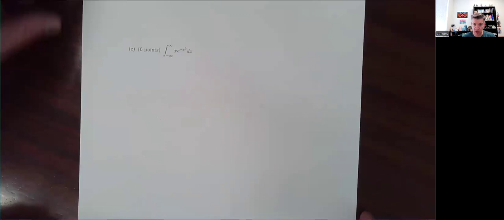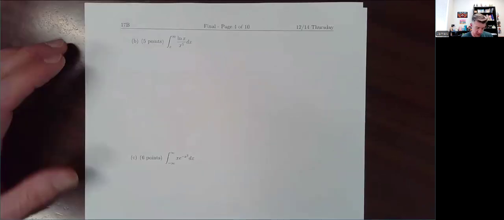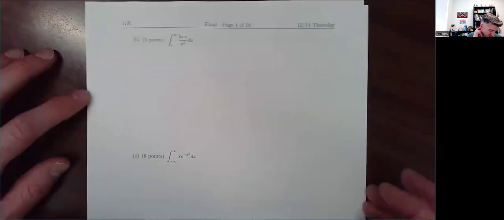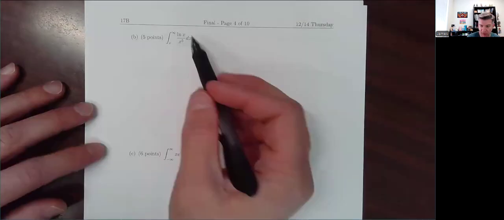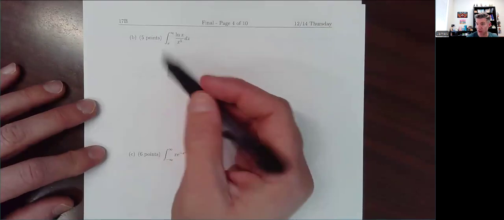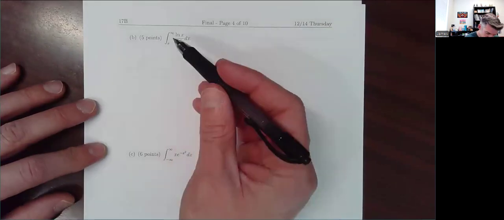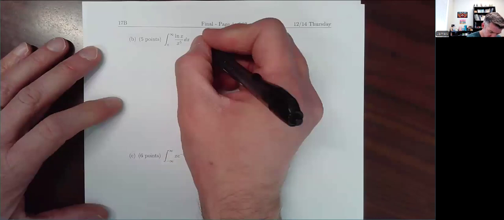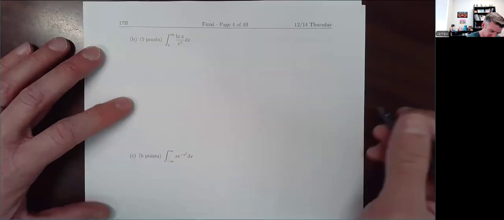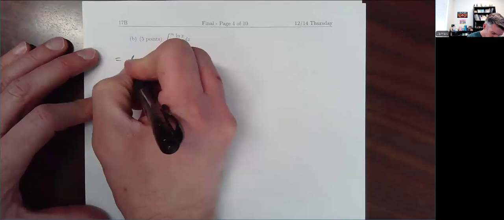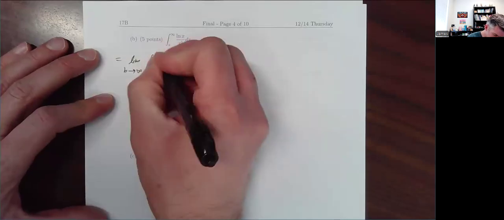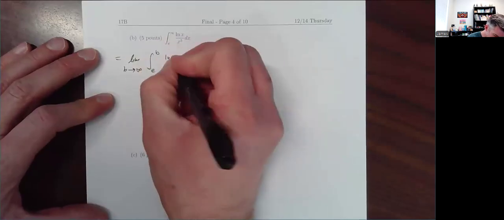Oh, more convergence, divergence. Okay, so similar deal here. The only place of concern is the infinity here, right? The x to the fifth would be undefined if the 0 was also in the interval, but it's not, so we're not worried. So we're going to rewrite it as the limit as b goes to infinity of the integral from e to b of the natural log of x over x to the fifth dx.